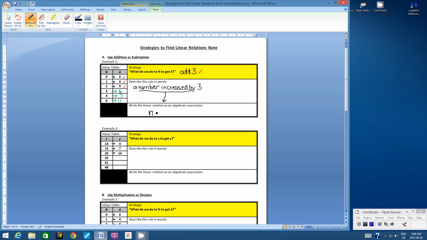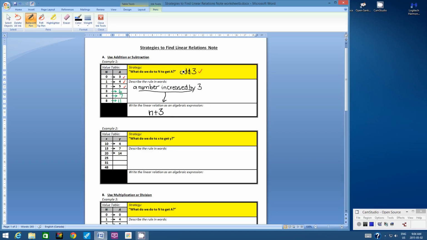Okay, so n stands for a number. So the algebraic expression here is n plus 3. So we've completed this entire question. We've actually used a lot of skills, but a lot of skills that are related to each other.